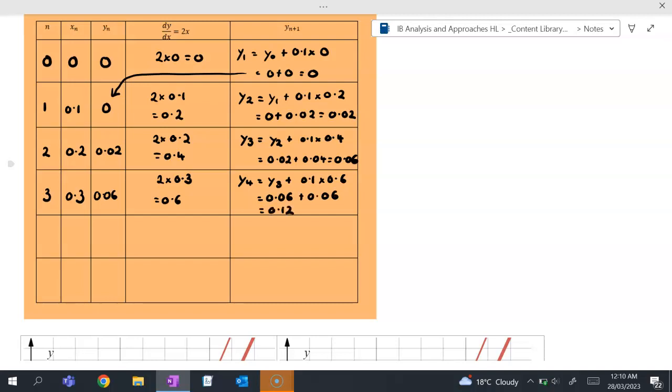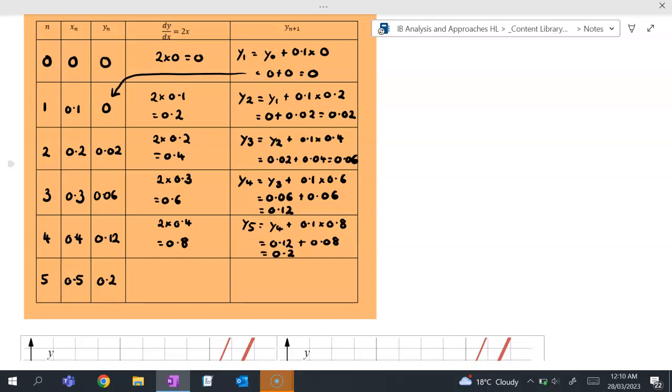Which is 0.12. Okay, now after 4 steps, our x value is 0.4, our y value is 0.12. The value of the derivative at 0.4 is 0.8. And then y5 is y4 plus 0.1 times 0.8. So it's 0.12 plus 0.08, which is 0.2. So after 5 steps, we've got an x value of 0.5 and a y value of 0.2.